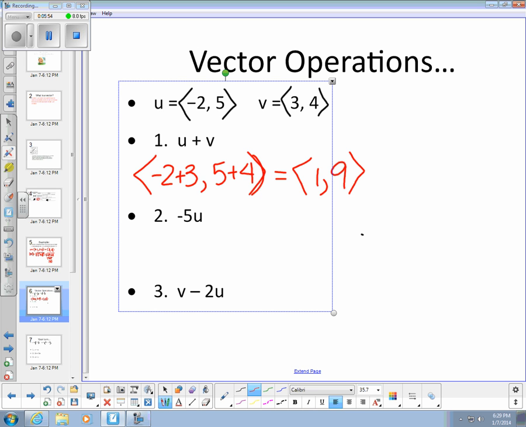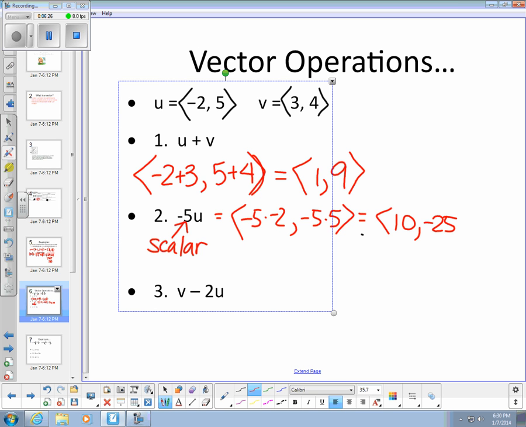Number 2 just says -5 times vector u. The -5 is called a scalar. It's a number. It is not a vector, so they're not components. It's just a number, and it's like distributing. So we're going to say -5 times each component of u. That would be -5 times -2 for the first component, and -5 times 5 to get the second component. That would give us an answer of +10 and -25. So scalar multiple just means you distribute that scalar to both components.